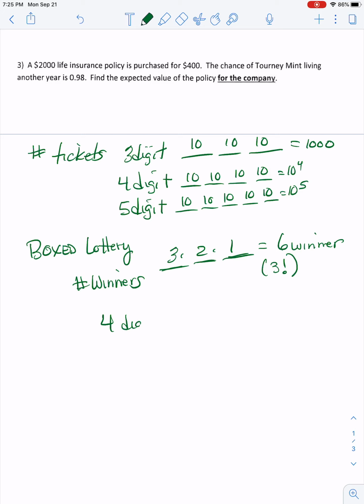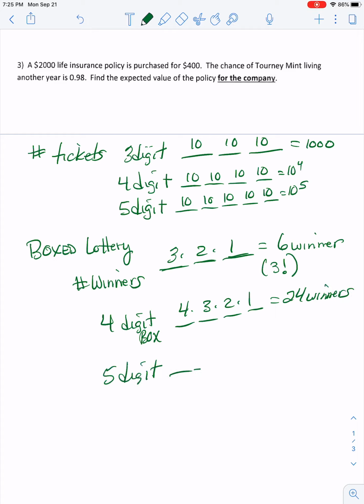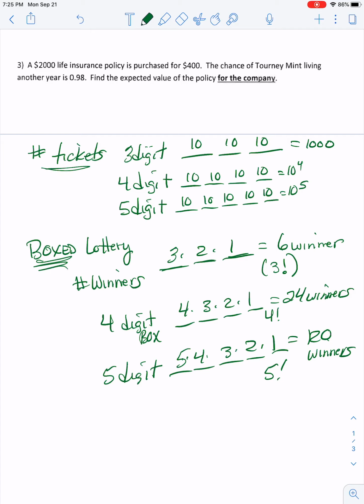If it's a 4-digit box, 1, 2, 3, 4, it'd be 4 times 3 times 2 times 1, so there are 24 ways to win. For a 5-digit box, 1, 2, 3, 4, 5, you multiply 5, 4, 3, 2, 1 together, which is 120 winners. So it goes 4 factorial, 5 factorial, and so forth when you're dealing with the box lottery. So this is the number of tickets, and this is the number of winners on a box.